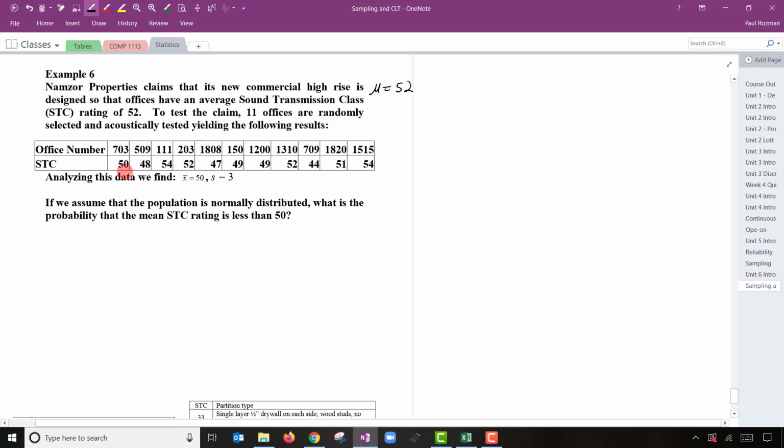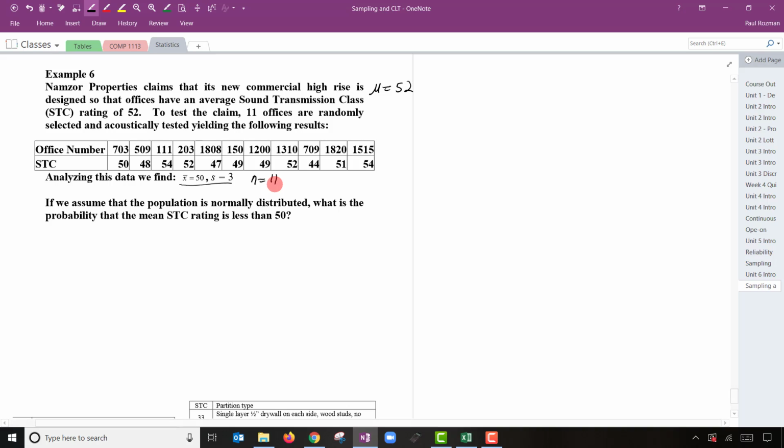Office number 703 had a sound transmission class rating of 50. Office number 1808 had a rating of 47, and so on. You went to 11 offices. So if you find the mean and standard deviation of these 11 values, you get these numbers. Use Excel to get those summary stats.